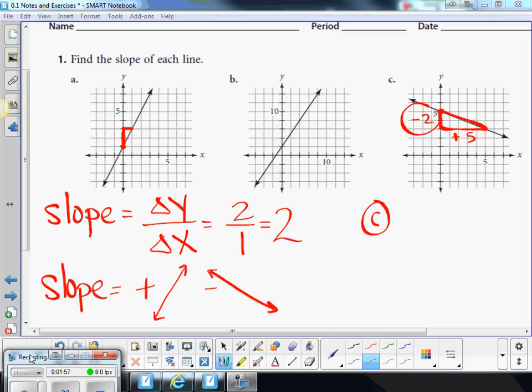This is your change in y. That always goes on the top. This is your change in x. That always goes on the bottom. So it's negative 2/5. And that's it.